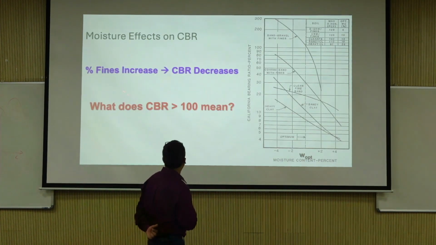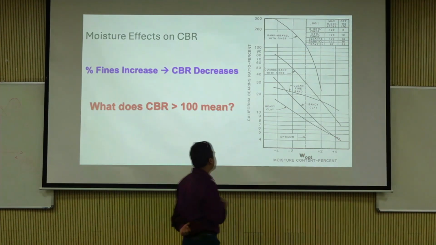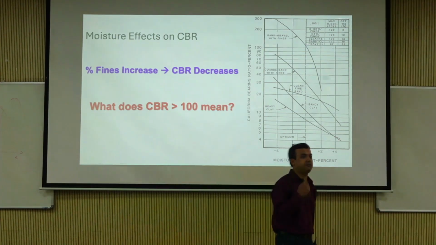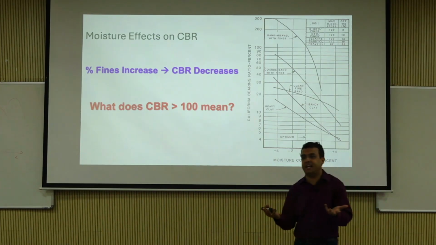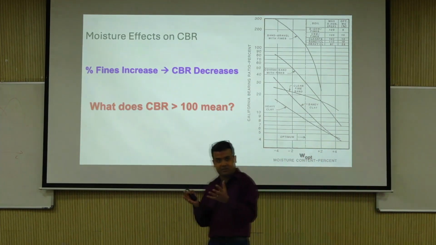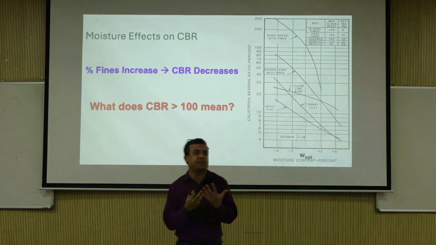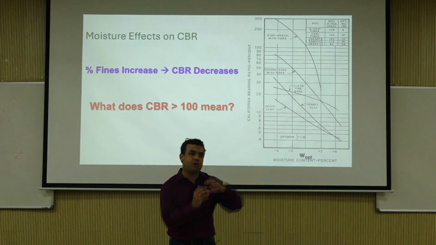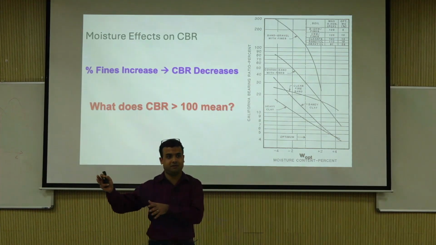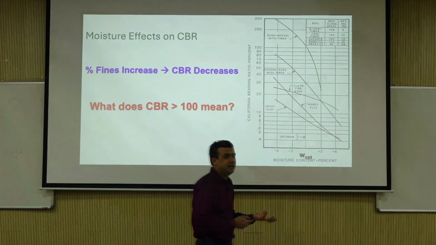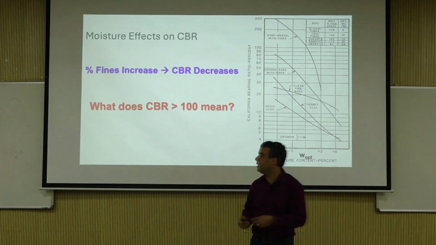Typical results: when fines increase, CBR decreases, because it's a strength. If anything, it is a strength index, right? It gives you some kind of shear strength. I would be much more comfortable if you used CBR to predict shear strength than CBR to predict resilient modulus. It's a strength index for all practical purposes, right?